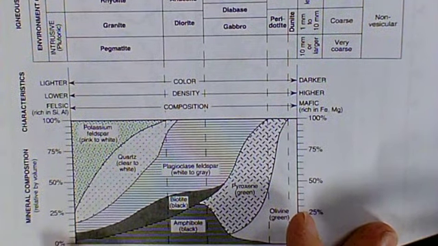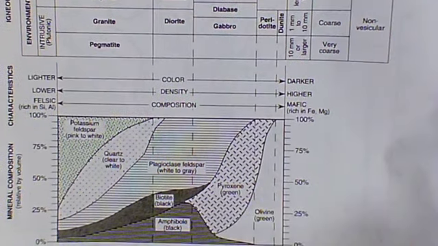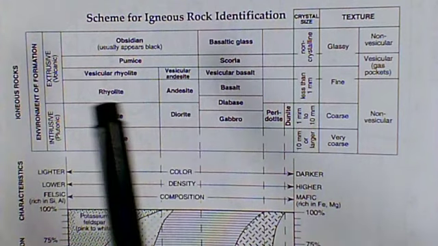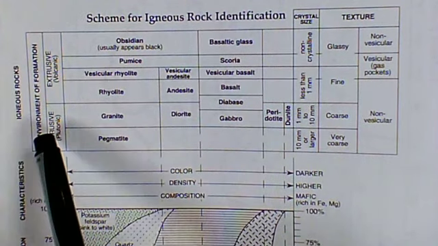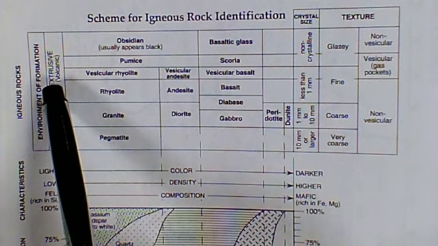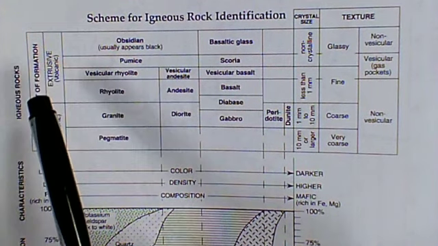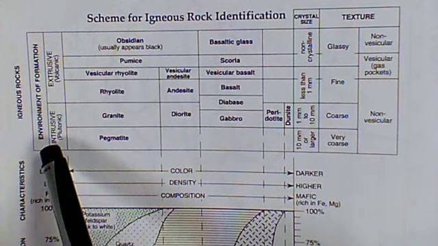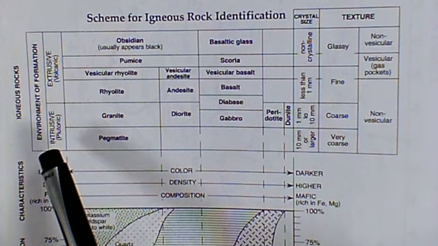And here is the whole thing. But let's start up here. So we have our igneous rocks. The environment of formation, we have extrusive, which they have volcanic in parentheses, so that's outside, exterior. Intrusive, plutonic, sometimes it's also called interior.